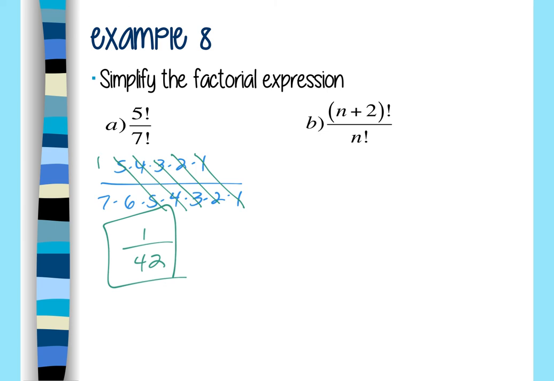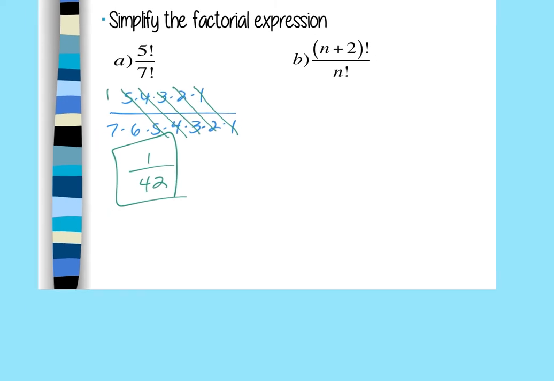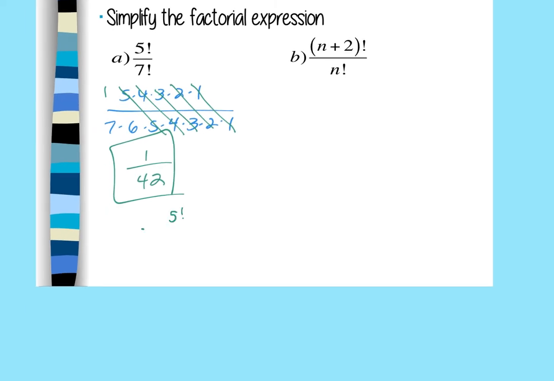So here's a quicker trick. Look at the two numbers and take the bigger number, break it down till you hit the smaller number. So I'm going to keep 5 as 5 factorial in the top. And then in the bottom, I'm going to rewrite it as 7 times 6 times 5 factorial instead of writing all of that out. And then you can literally cancel out the 5 factorials and you'd get 1 over 42.